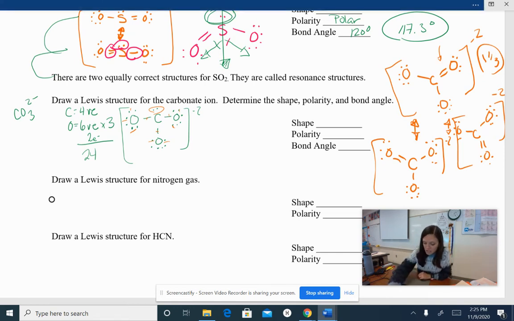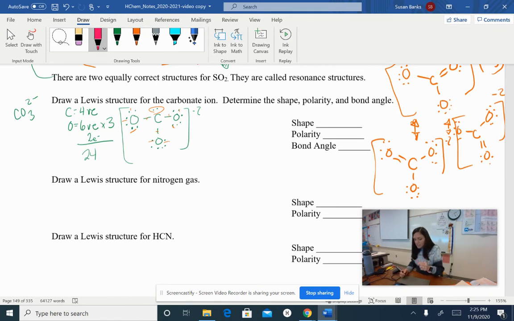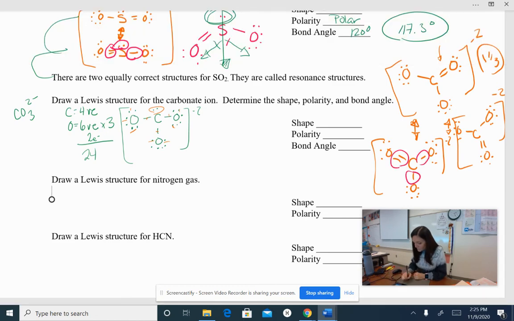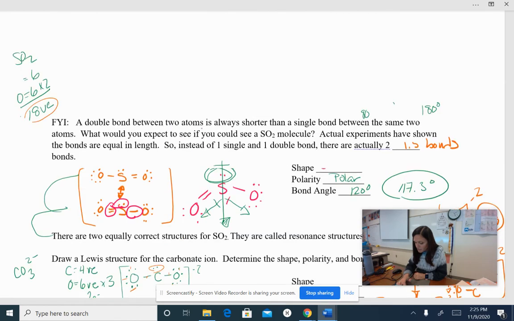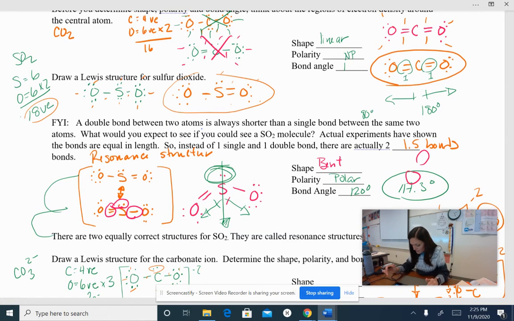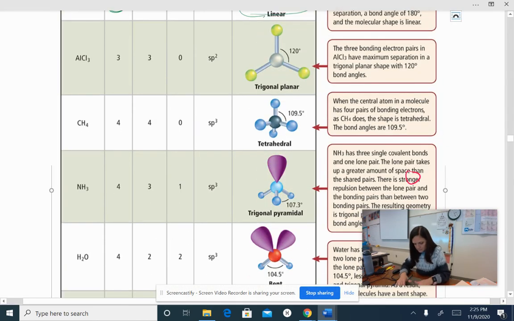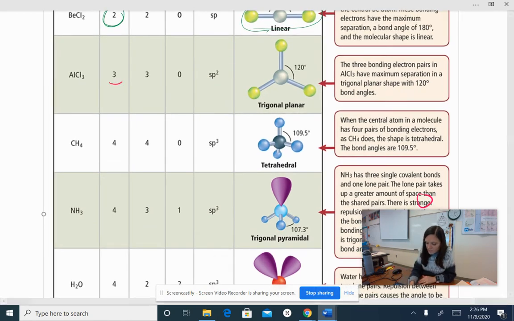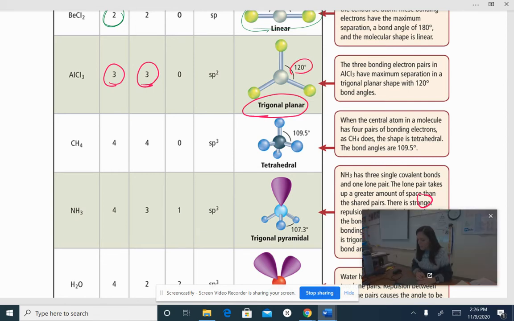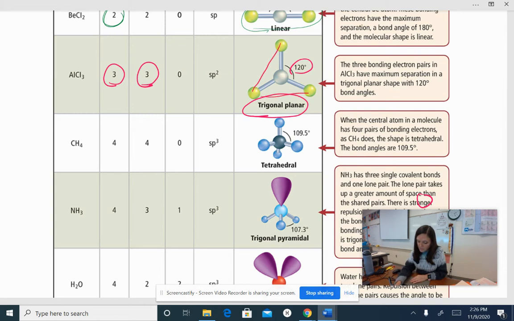So let's look at the shape and the bond angle here. So the areas of electron density that we have around that center carbon, we have 1, 2, 3. So if I look at my chart for 3 areas of electron density, okay, if I have 3 areas of electron density and they are all bonding, I will have a trigonal planar geometry with 120-degree bond angle. Okay, it should remind you of an equilateral triangle, right? Equilateral triangle. That's what we're doing here.